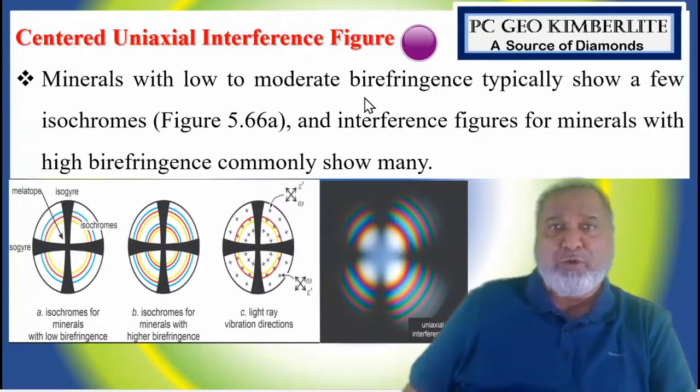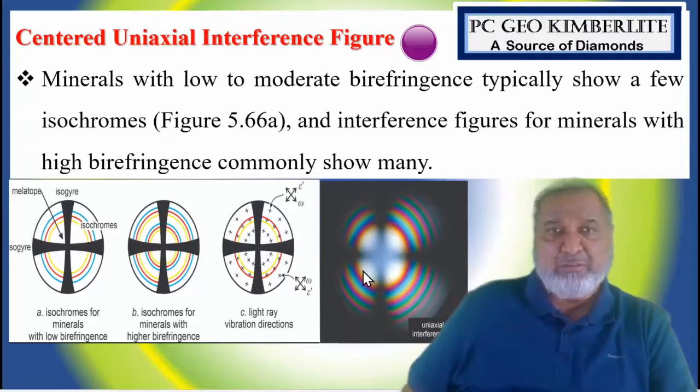Minerals with a low to moderate birefringence typically show a few isochromes, and interference figures for minerals with a high birefringence commonly show many. You can see how this variation takes place. The isochromes for a mineral with a low birefringence are very few, but the isochromes for a mineral with a higher birefringence are many, along with the light ray vibrating directions. This is what we are going to get actually under the microscope.